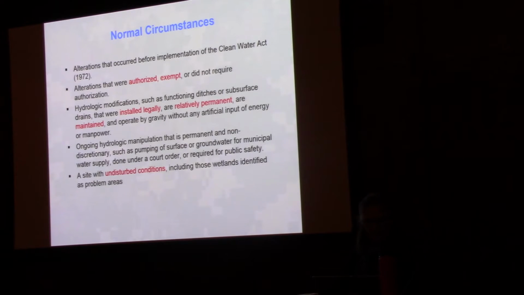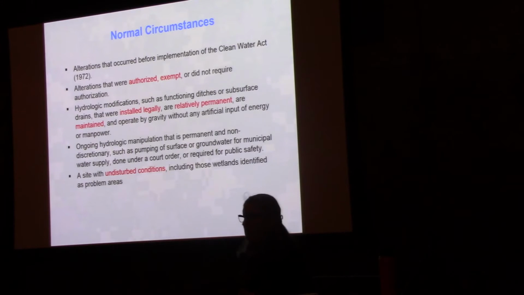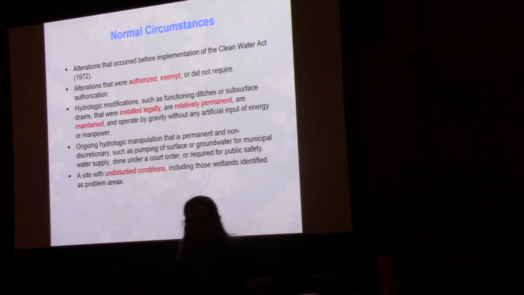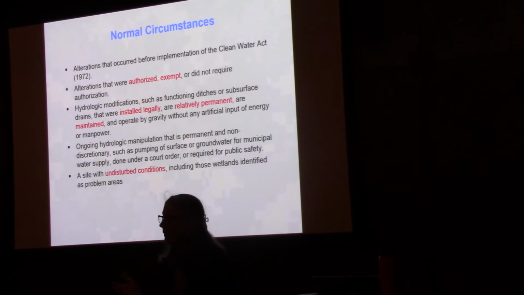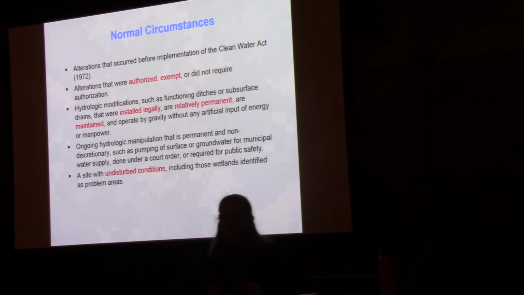Okay, so there's a list here. If something happened before the Clean Water Act, didn't need a permit, and it's still there, still maintained, you're good to go. Authorized or didn't require authorization, those are now normal circumstances. The hydrologic modifications, as long as they were put in legally and maintained, become the long term. And just because a ditch is there, it doesn't mean the wetland is fully drained. It may just be partially drained.